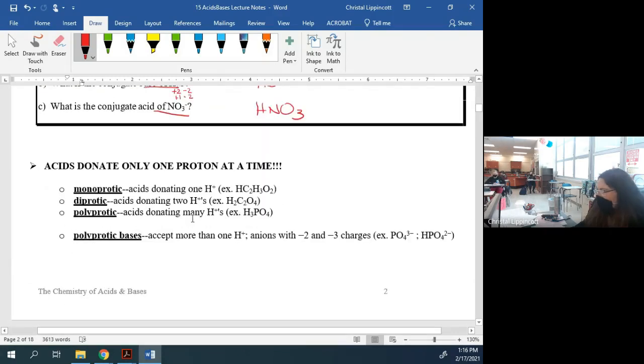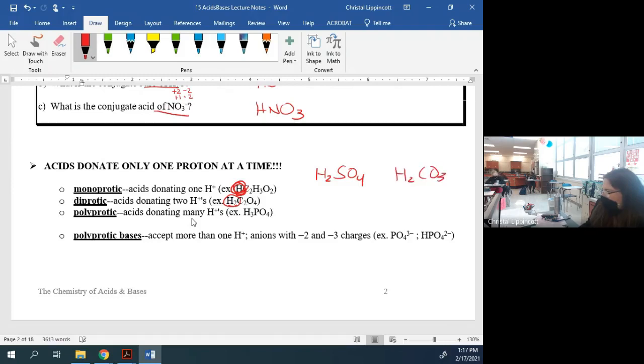All right, so acids only donate one proton at a time. Monoprotic means that it only has one proton, one hydrogen to donate. You can end up with diprotic acids. They would have 2 hydrogens to donate, like H2SO4 or H2CO3. Those would all be diprotic acids. Polyprotic means that we have many hydrogens to donate.